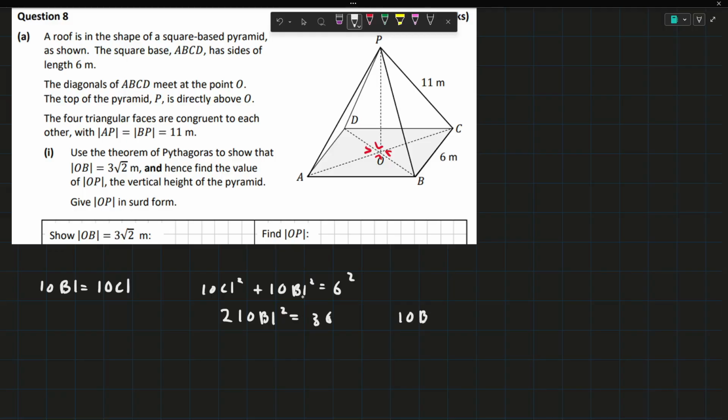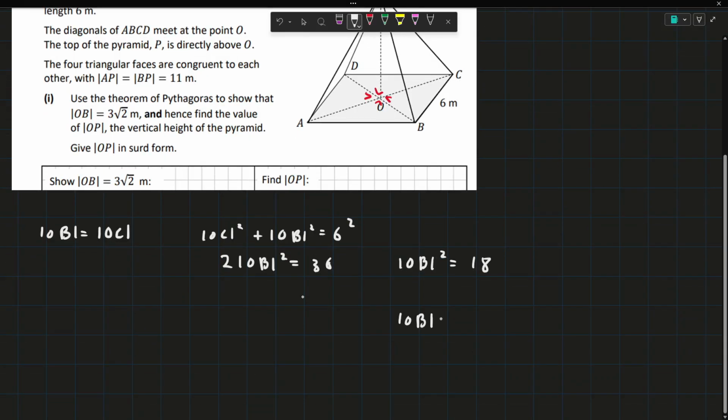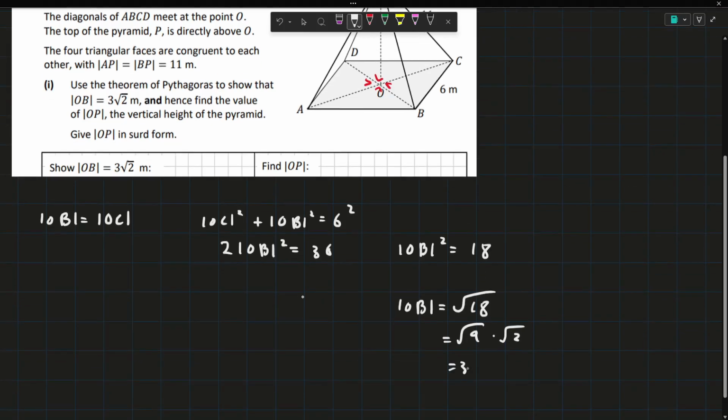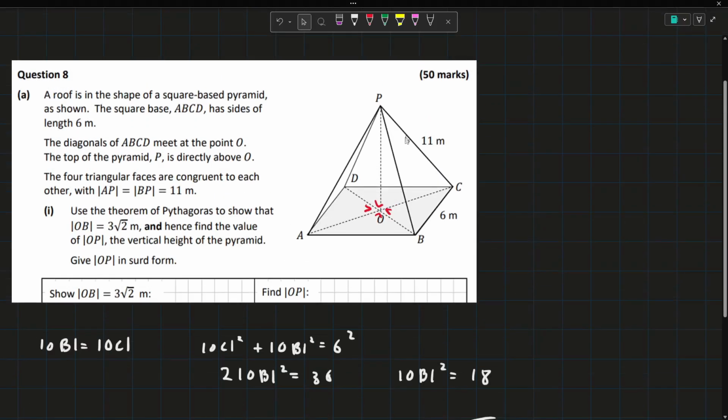So that means OB squared is equal to 18. So OB is equal to the square root of 18, which is the square root of 9 times the square root of 2. So that's equal to 3 root 2, which is what they asked for. And then we're told to find OP.